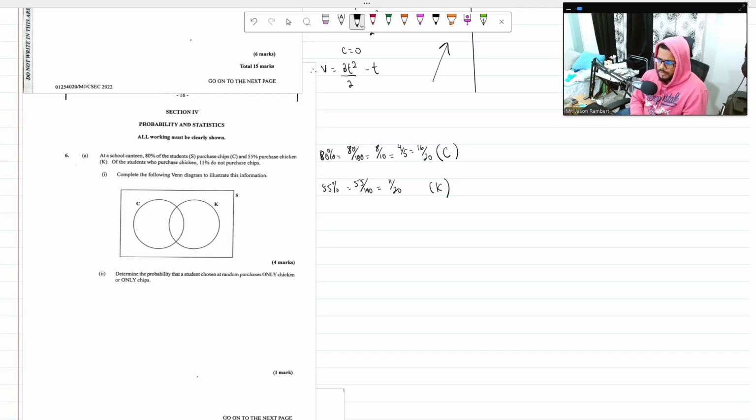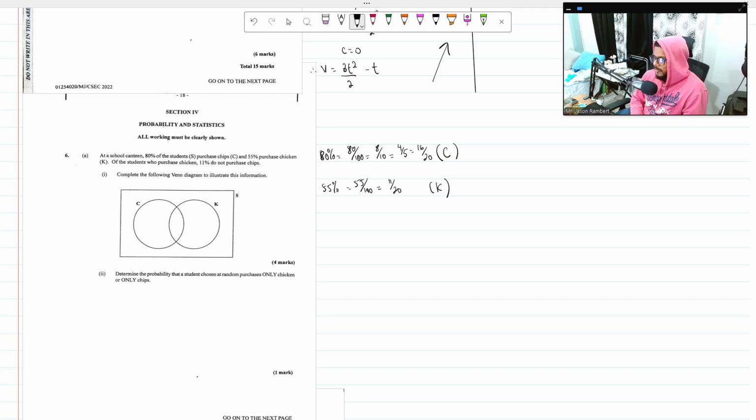C for chips. Of the students who purchase chicken, 11% do not purchase chips. So of the students who purchase the chicken, 89% of them do purchase chips. So that means 44% of the students who do purchase chicken also purchase the chips.